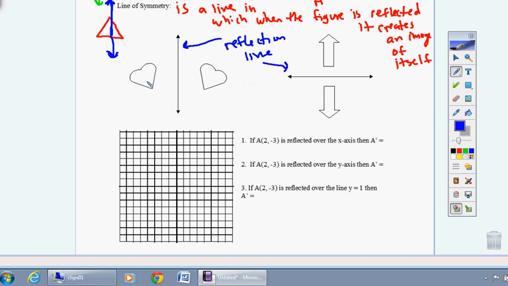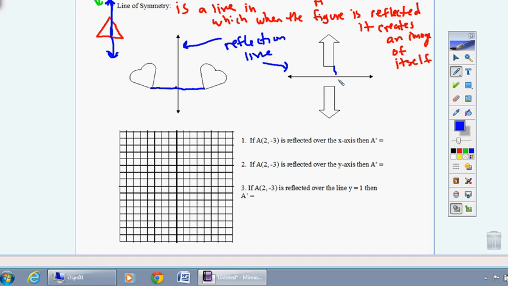So here you see this heart being reflected over the reflection line. Notice it's the same distance from the line. So the distance from here to the line is going to be the same as the distance from here to the line. And over here the arrow is being reflected vertically over the reflection line.